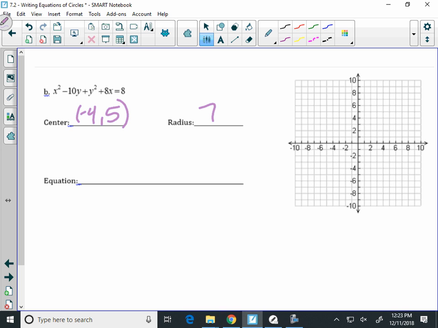So we write our equation of a circle. Again, it's x something squared plus y something squared equals something squared. Then we take this 4 and plug it in. Sign changes to a positive. Take the 5, plug it in. The sign changes to a negative. And then what do we have to do with this 7? Square it. 7 squared is 49. Questions over that first kind of section?